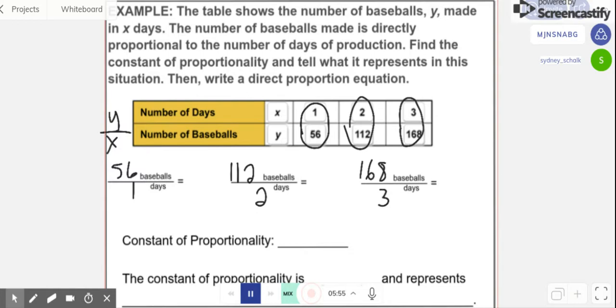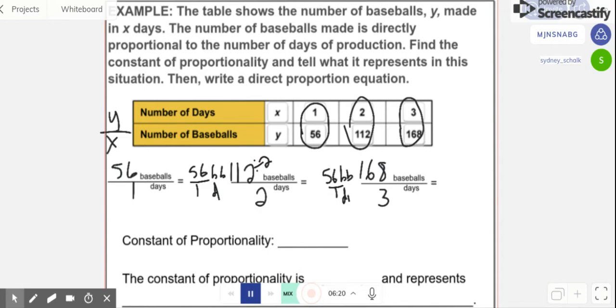So we know that 56 over 1, well, it's already in its unit rate, so we'll leave it as 56 over 1, or 56 baseballs for 1 day. 112 over 2, well, we can get that to the unit rate by getting our denominator to 1. And if we do that, we have to divide our numerator by 2 as well. So we get 56 baseballs, once again in 1 day.